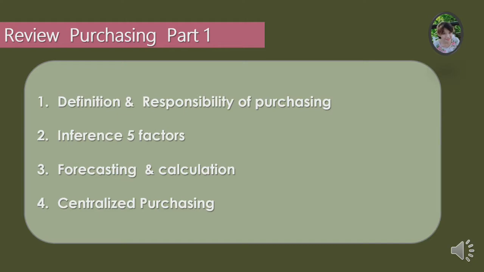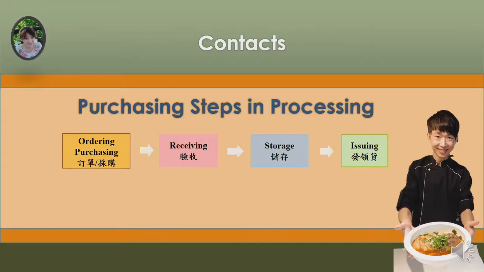And then we thought about the purchasing methods and also focused on the calculations: how much of the raw materials or raw ingredients we should purchase. And then we compared individual restaurants and franchise restaurants, and talked about the pros and cons of centralized purchasing. Shall we start purchasing part 2?